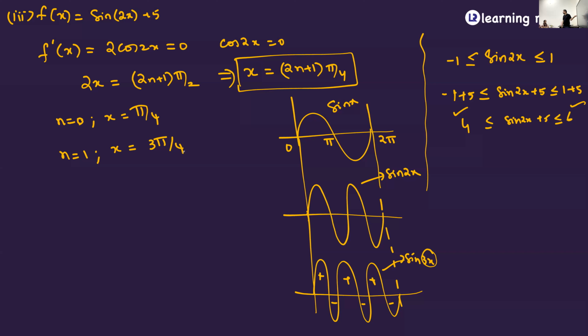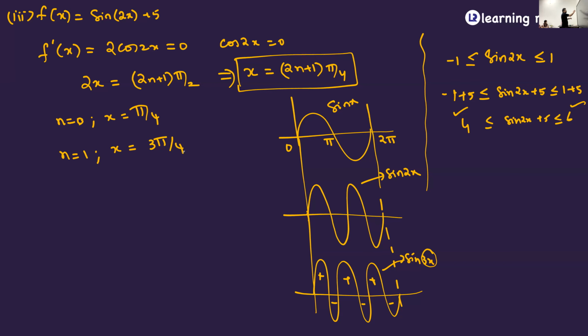So pi by 4, 3 pi by 4. Next will be 5 pi by 4, 7 pi by 4. It keeps on going like that. So you check for one cycle, that is enough. Why I'm mentioning this point is because I didn't write the particular solution, I wrote the general solution. I hope you know the difference between particular and general. Pi by 4 and 3 pi by 4 are particular because they are fixed values. (2n plus 1) into pi by 4 is a general solution because I can substitute any value of n that I feel like. Am I clear with this?